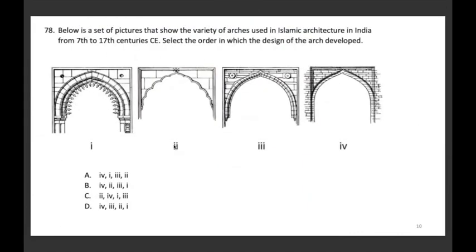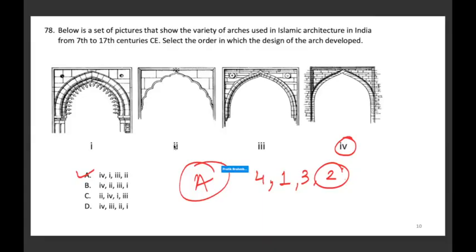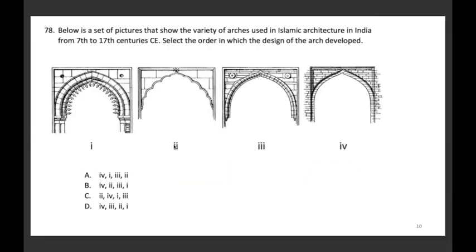Below is a set of pictures that shows a variety of arches used in Islamic architecture in India from 7th to 17th century. Select the order in which the design of the arch developed. So this first comes 4th. This is the 4. This came first, then 1, then 3, and then finally 2 came. So the correct answer is 4132. Option A is the right answer. We'll move to the next one.